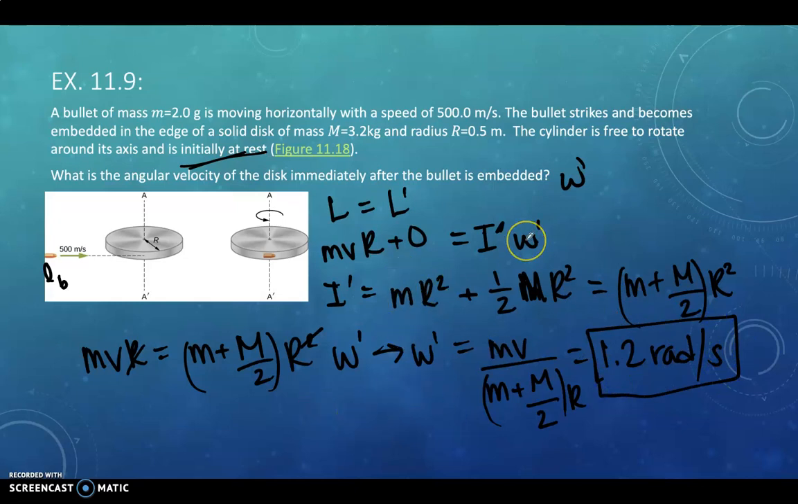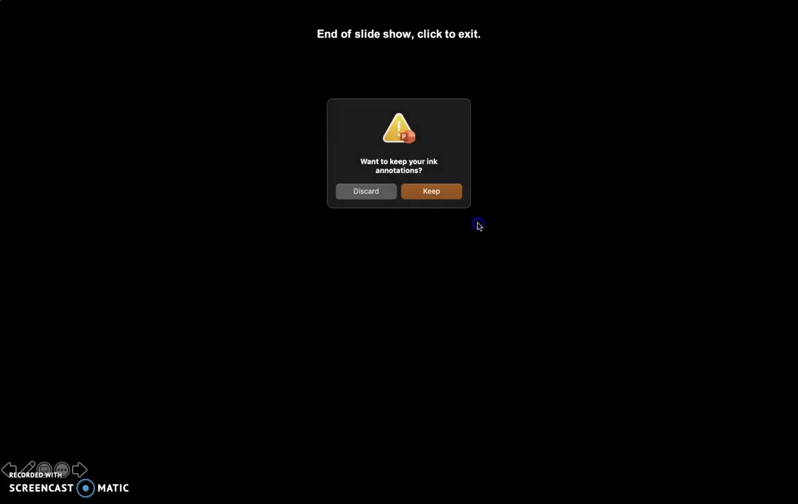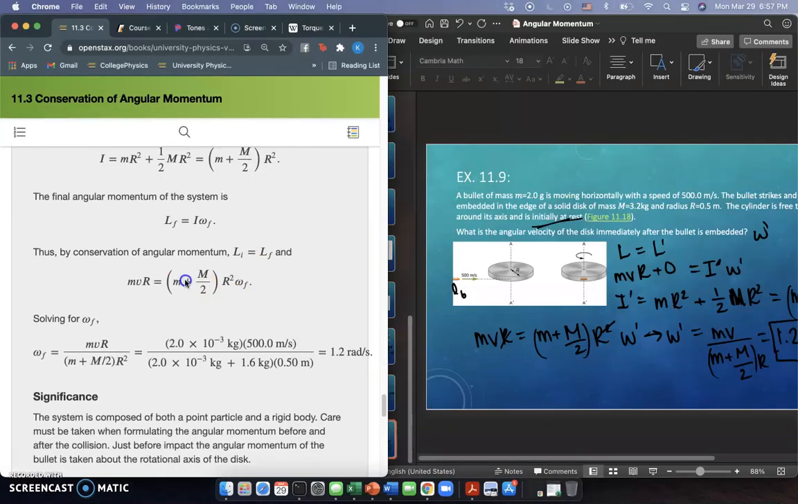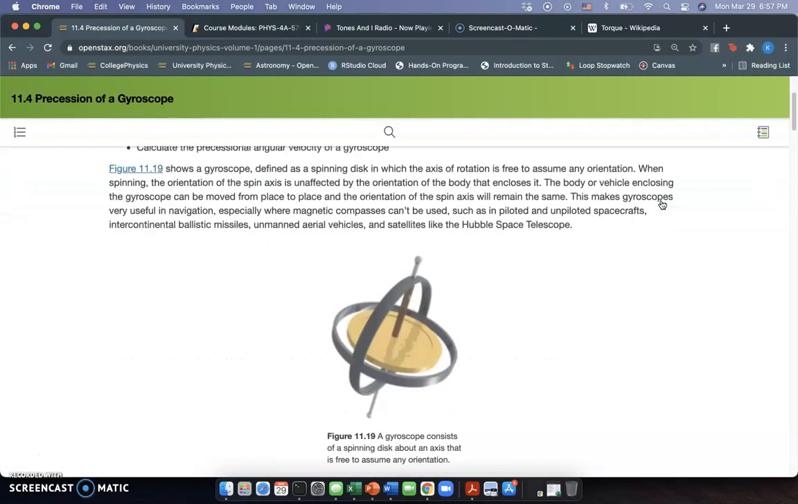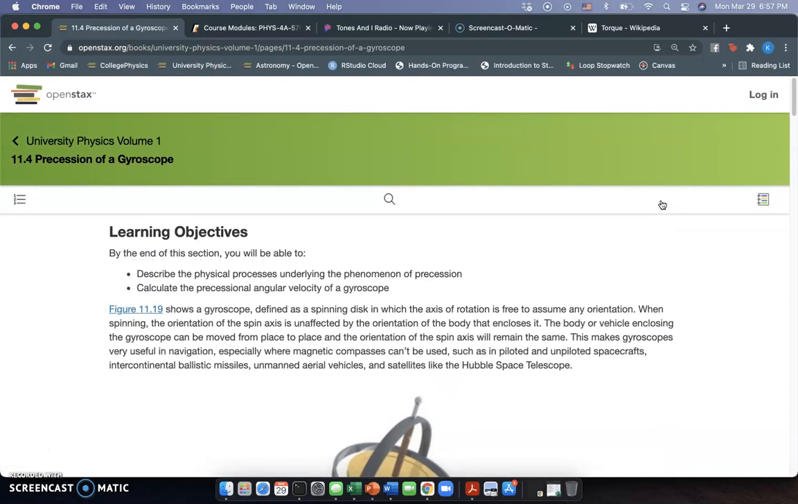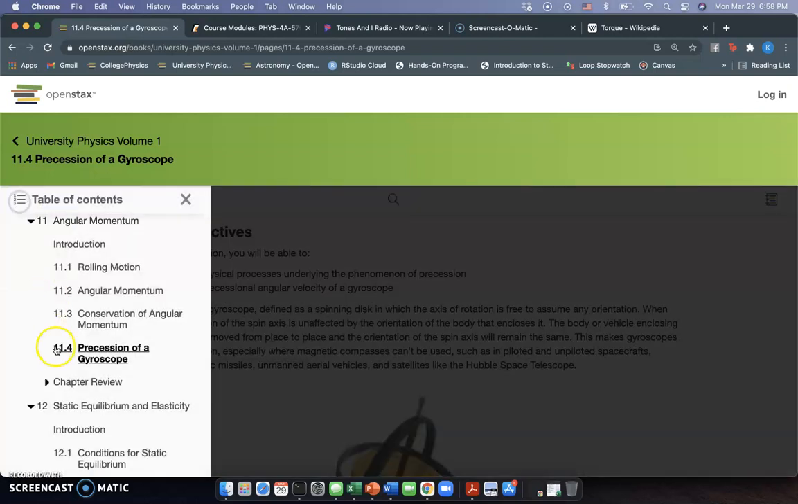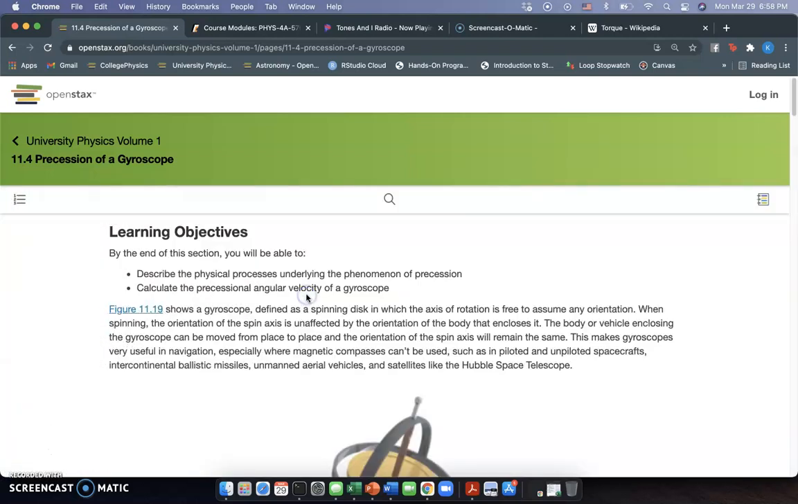Okay, so that is the last example. You may notice that there is one more section in the textbook, but I'm not going to go over that. If you're interested, please feel free to read through it. But I'm just covering sections 1 through 3 this time.